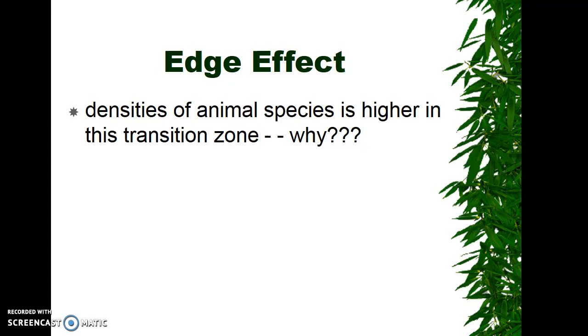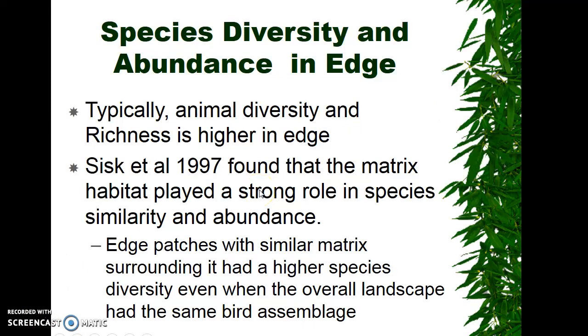This says that densities of animal species are higher in this transition zone. Remember densities: the number of different types of species and the number of individuals in each of those species being higher. Why would you expect that in an area with edge you would have higher densities of species? Take a few seconds and see if you can answer that question. The idea here is that you have a lot of habitat types merging right there in edge, so there are needs for a wider variety of species.